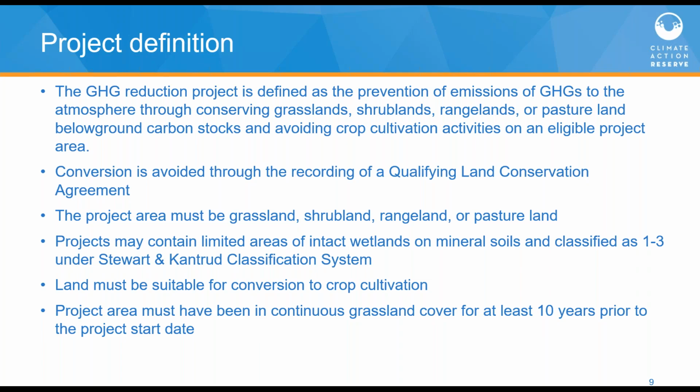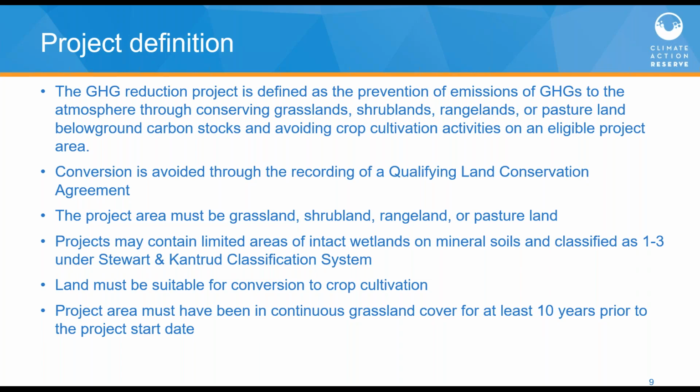The project area itself needs to be grassland, shrubland, rangeland, or pastureland. It needs to be dominated by grass species. You can have woody areas. You can have limited areas of intact wetlands on mineral soils. So we've got the classification 1 through 3 under the Stewart-Cantrud classification system. These are essentially small and often seasonal wetland areas that are not on organic soils and would be converted if you were to convert the project area into crop cultivation.